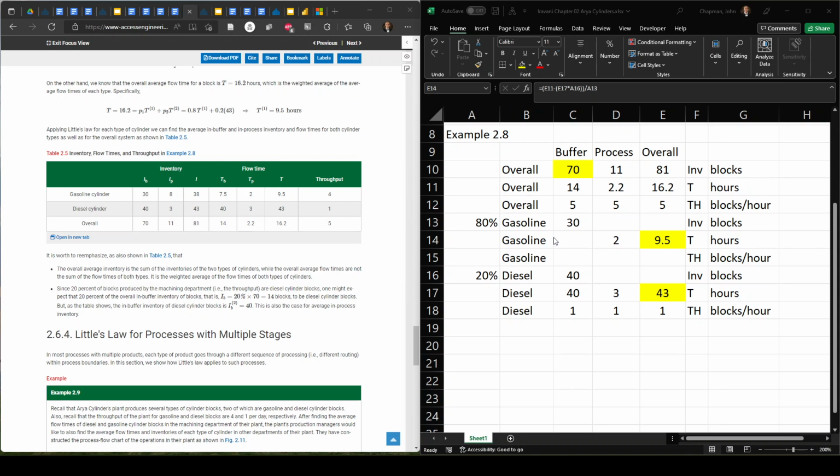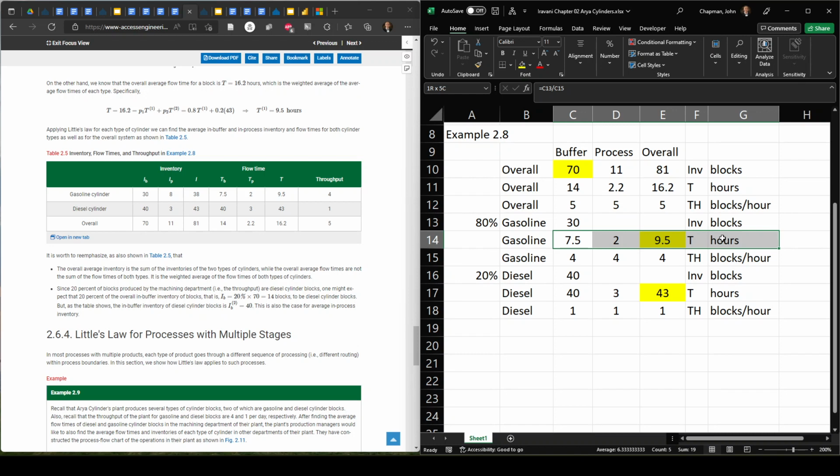Lastly, we can fill the rest of this in if we so choose. What we can do is take our throughput and multiply that by our weight of 80%. That gives us a 4. So now we know that the throughput is going to be the same for each one of these stages for the gasoline product. And then we can use Little's law to make the other calculations. For example, the 7.5 hours that a gasoline block spends in buffer. This is the flow time, 7.5 hour flow time in the buffer for one gasoline block.